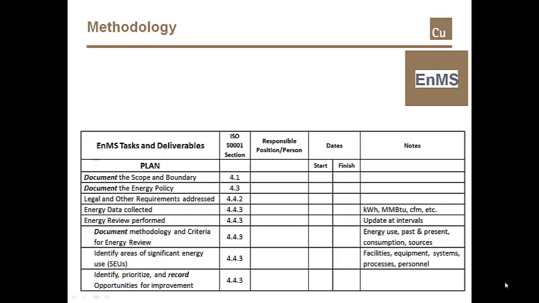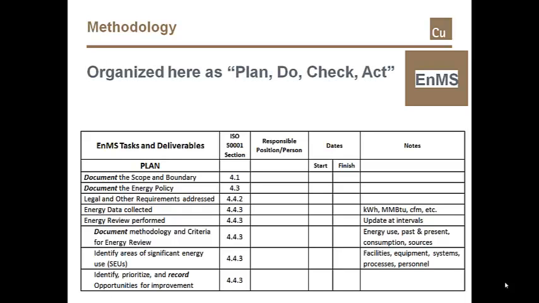The tasks are organized here under the headings Plan, Do, Check, Act, the first being Plan. Tasks and deliverables describe what is to be done. Note that some will be documented and others recorded. The ISO 50001 section lists the clause number of the standard associated with each task. Persons assigned to tasks and accountable for them may be identified in this column. Start and finish dates indicate when tasks were begun and finished. Notes may indicate relevant parameters, systems, groups, and equipment.